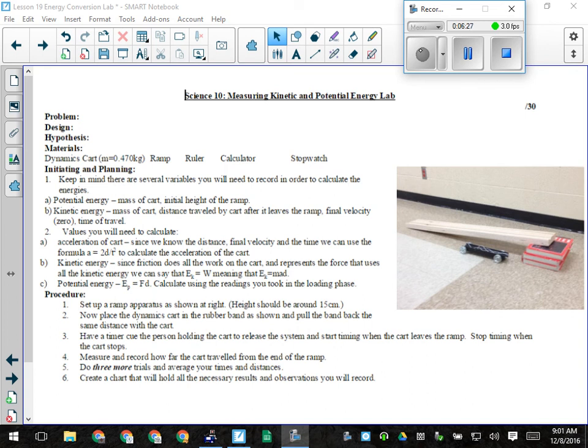Now, looking at this setup, what are some things that I don't want to have change while the cart is going down the ramp? Yeah, I don't want to change the height or angle of the ramp at any point. That ramp needs to stay the way it is. If I pick up the end of the ramp while the cart is rolling down, I'm going to change the amount of potential energy that's in there, and I don't want that. So I've got to make sure that the ramp stays the same. Think of a few other things that might affect the kinetic energy of the cart or the potential energy of the cart if they're not controlled. Explain how we're controlling them and what their effect would be.